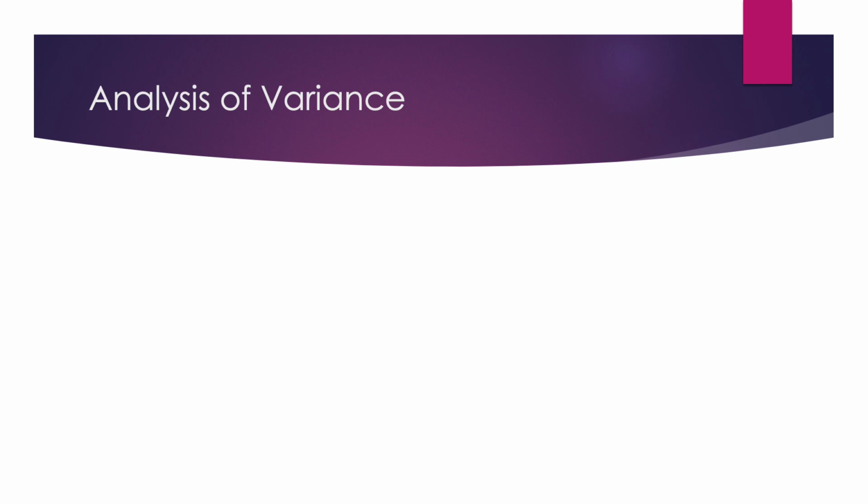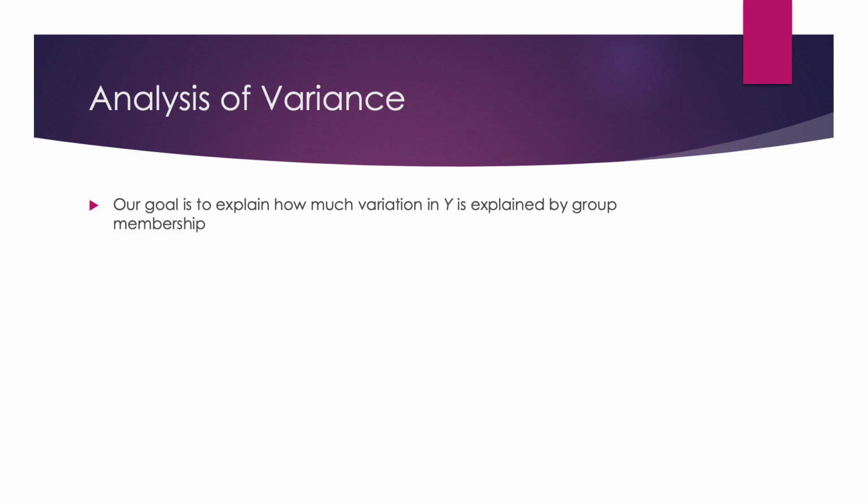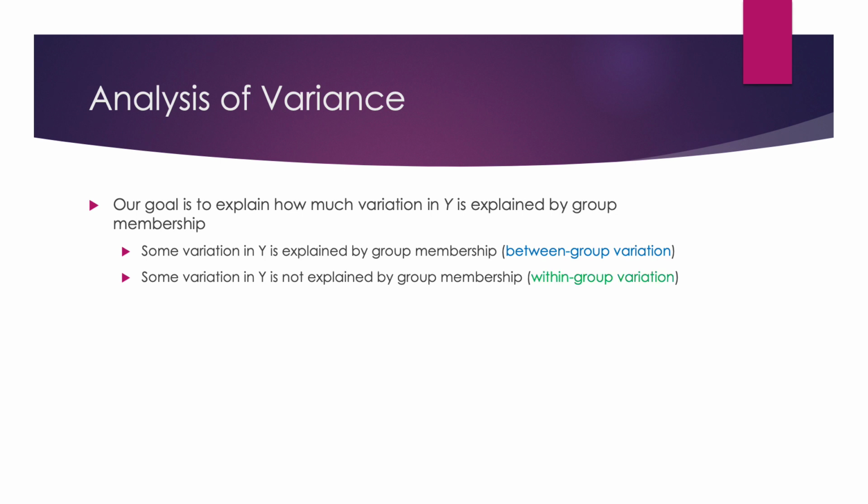So for analysis of variance, our goal is to explain how much variation in Y is explained by some kind of group membership. So if we have some variation in Y that is explained by group membership, we have between group variation. Maybe we have some variation in Y that is not explained by group membership, and we have within group variation.